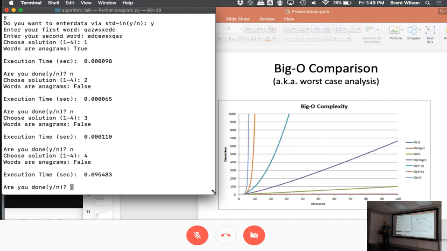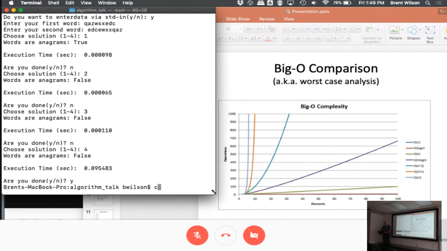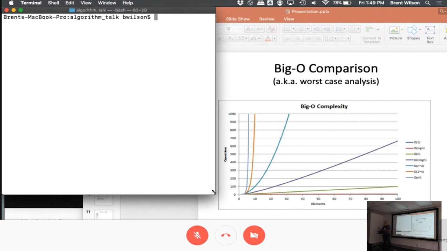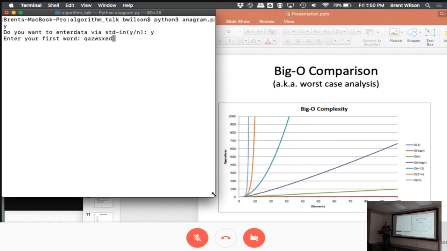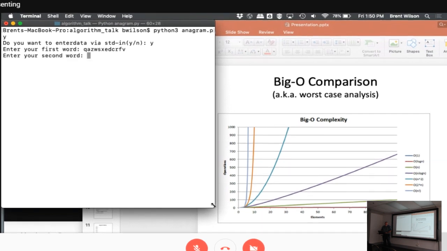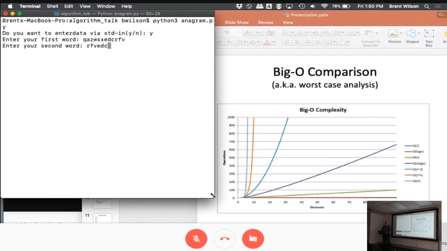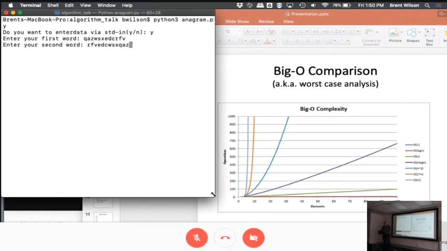Okay. Is your 4th solution the n squared? Well, that's what we're going to find out, aren't we? So let's say I am done. Let's try it again. We'll do it one more time from the keyboard, and then I have some files that we could load. And standard in, yes. Let's do 12. 1, 2, 3, 4, 5, 6, 7, 8, 9, 10, 11, 12. My first word. 1, 2, 3, 4, 5, 6, 7, 8, 9, 10, 11, 12. It's my second word. All right.